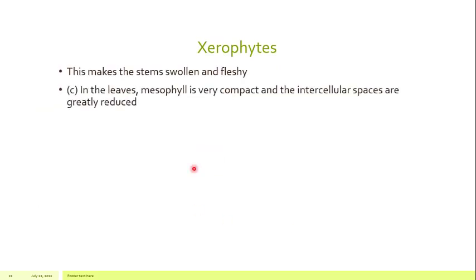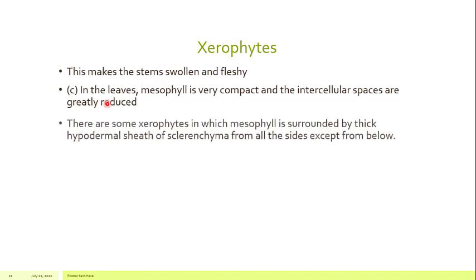So this makes the stem swollen and fleshy. In the leaves, mesophyll is very compact and the intercellular spaces are greatly reduced. And why are they reduced? Because they are reduced to minimize the water loss.